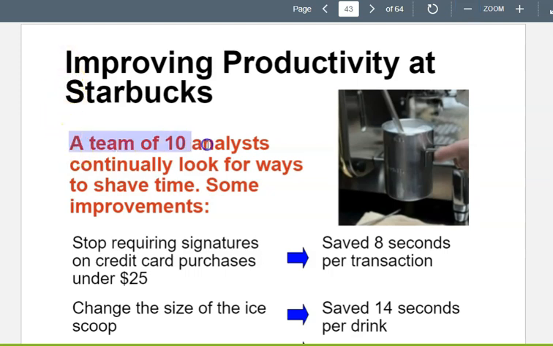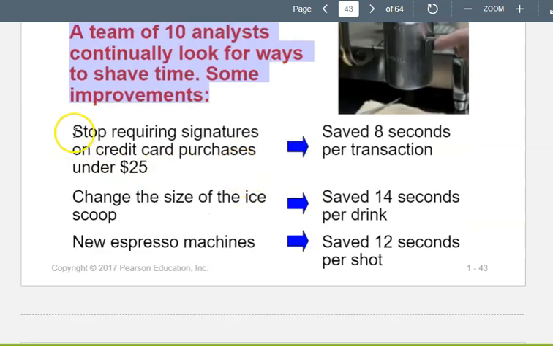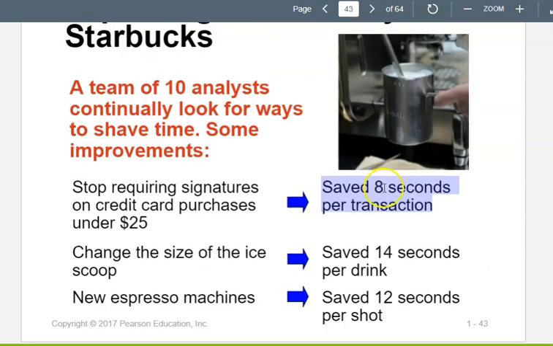So a team of 10 analysts continually look for ways to shave time, and some improvements were created in the past. They stopped requiring signatures on credit card purchases under $25. And you can see it if you go to Starbucks. If your purchase is less than $25, you normally don't require any signature, just pay and go. That saves 8 seconds per transaction.